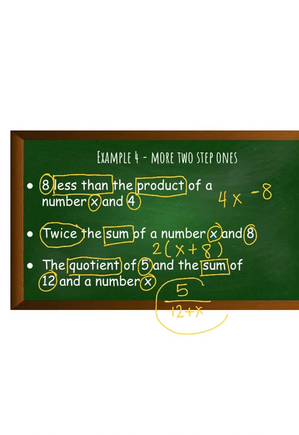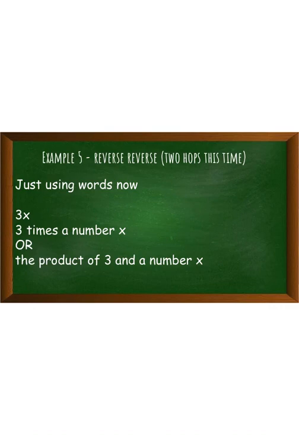So this would be what yours would look like. If you want to put parentheses around 12 plus x, you can. It's not wrong, okay? Either way is fine. All right, moving on. Example 5, reverse, reverse, 2 hops this time.